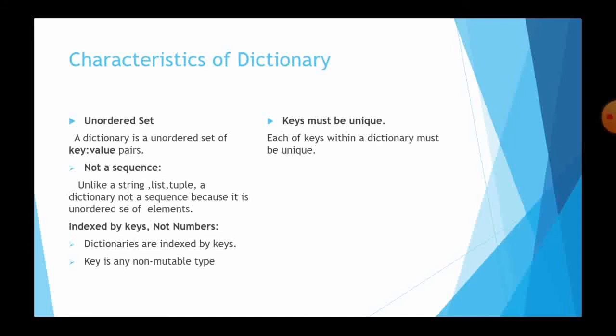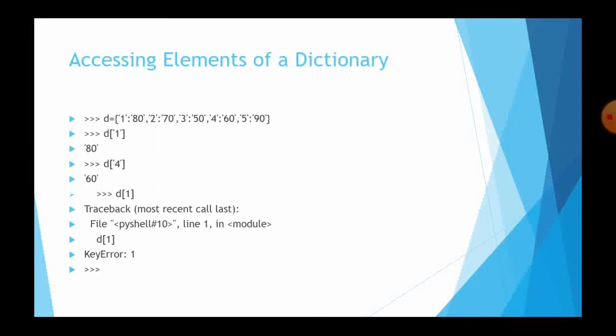Unordered set. A dictionary is an unordered set. It is not a sequence because a dictionary is an unordered set. It is indexed by keys. Keys are an immutable type. Keys must be unique. So this is what we have completed today.